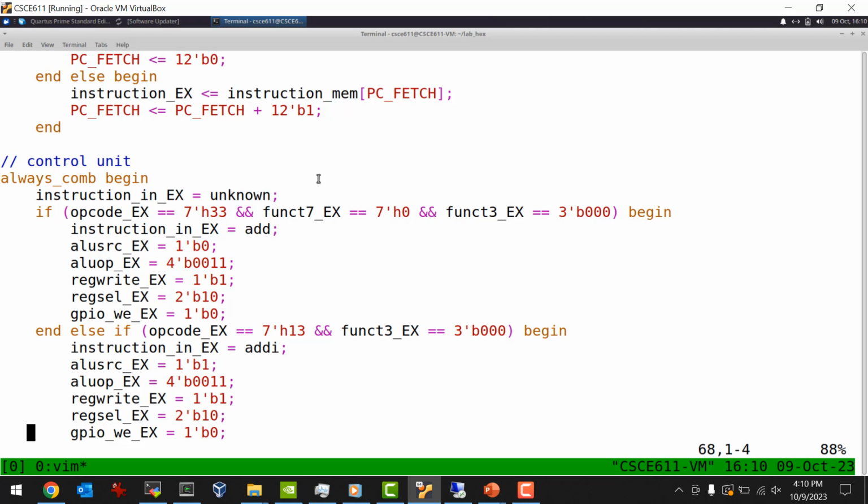Then you want to have an else that's like an unknown. Yeah, that's like a default. That would be an invalid instruction case where the control unit doesn't know what the instruction is.